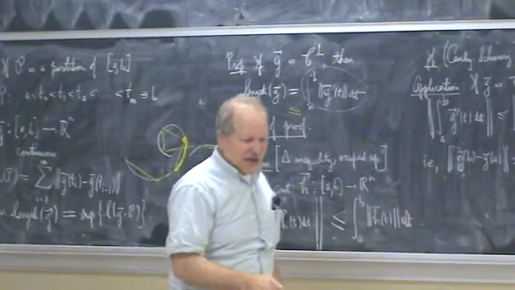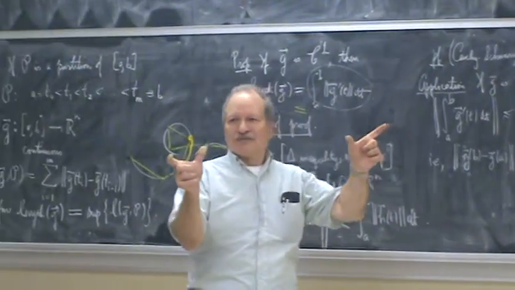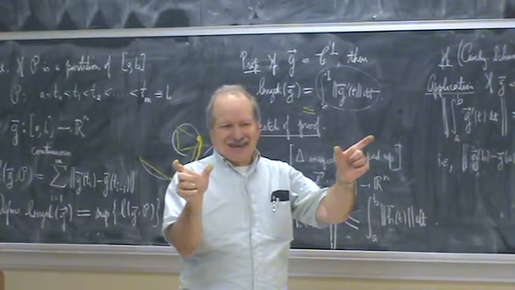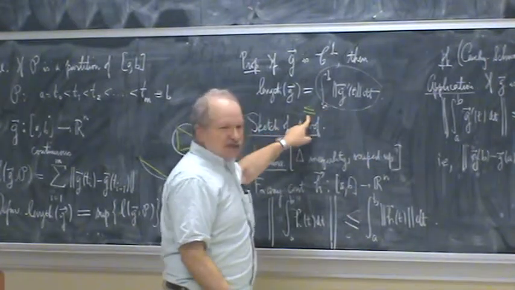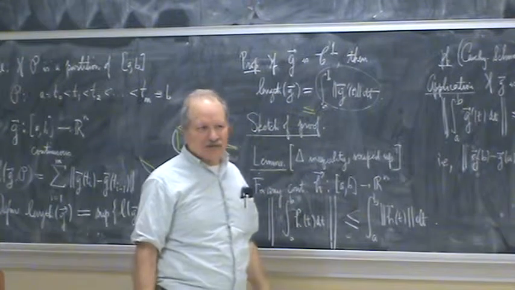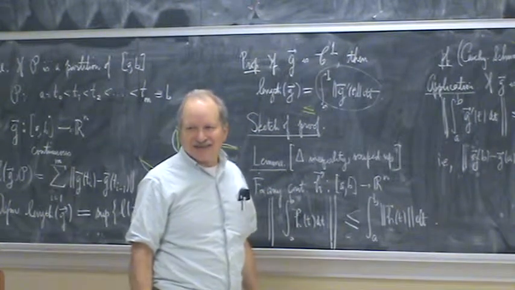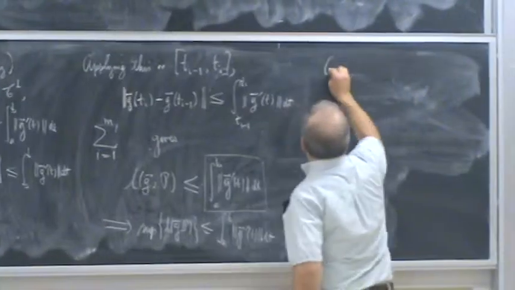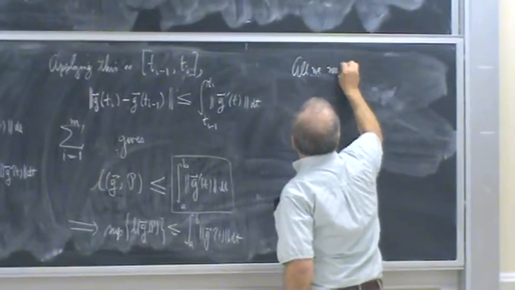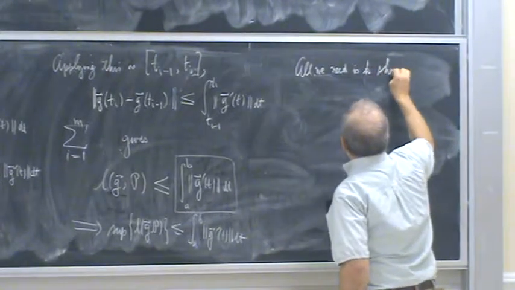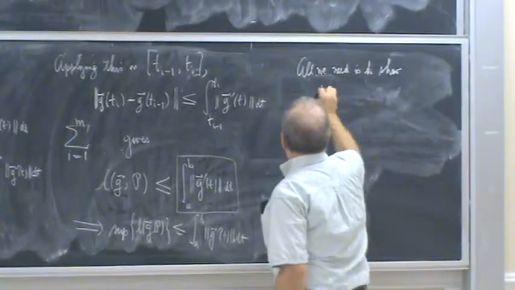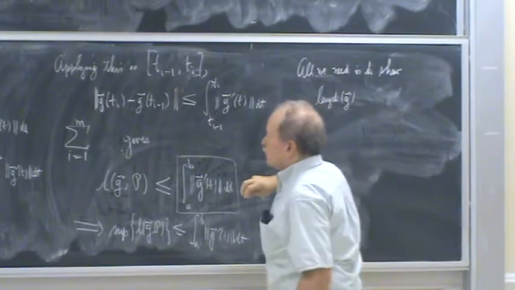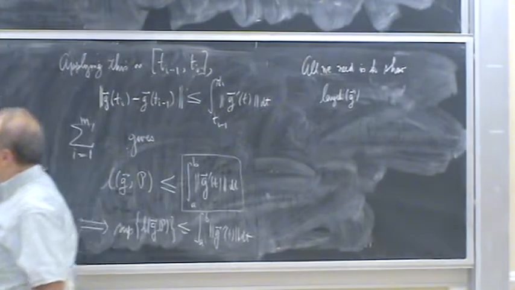Now here's really fancy math. How do you show two numbers are equal? Put an equal sign. So if I already know one of them is at least as big as the other, what should I show? The other way around, right? So all we need to do now is to show that the length of the curve is greater than or equal to this.